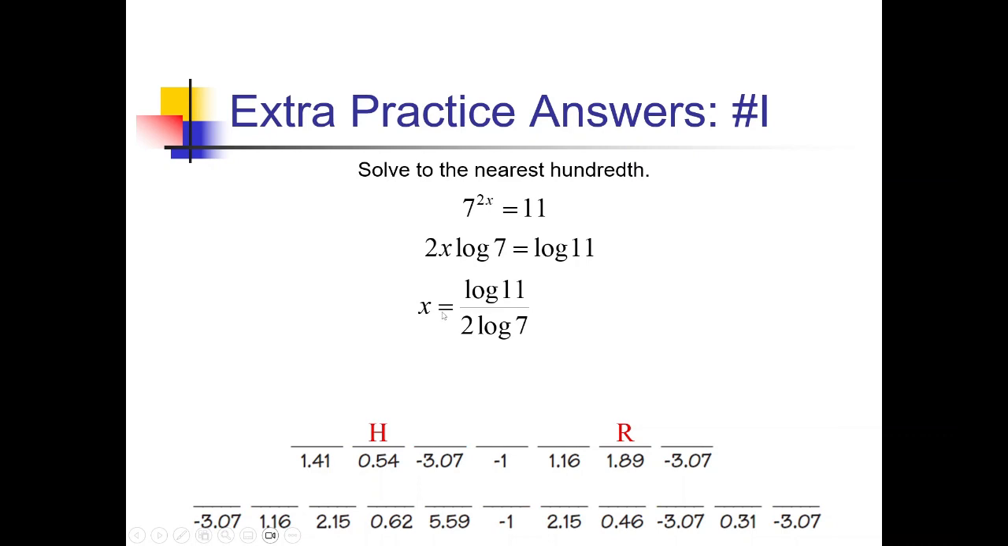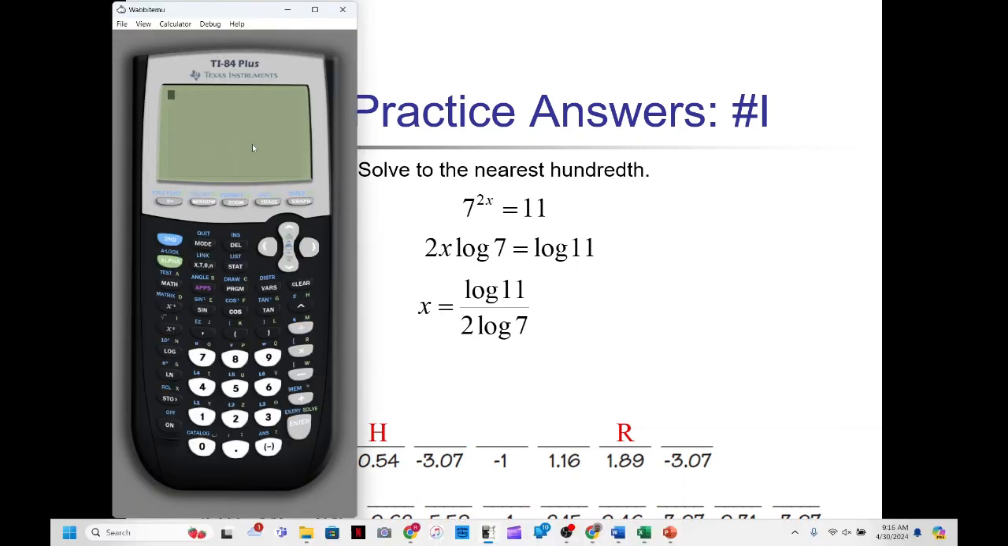Plugging this in the calculator is a little bit tricky though, so let me show you that. When you do this on the calculator, it's a good idea if you can use this fancy fraction mode, to go ahead and do it because it'll take care of order of operations. So if I do 2 log 7 down here, I'm good to go.